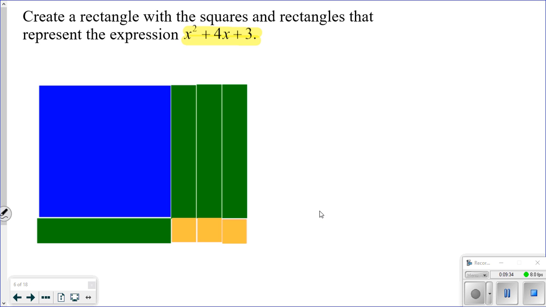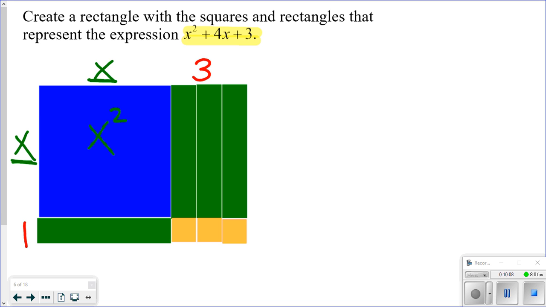Okay, if this is x squared, how do we get x squared? What would this side and this side need to be? This needs to be x, and this needs to be x. And how many green do we have here? 1, 2, 3. So this would be a 3. And how many green do we have here? This would be a 1.